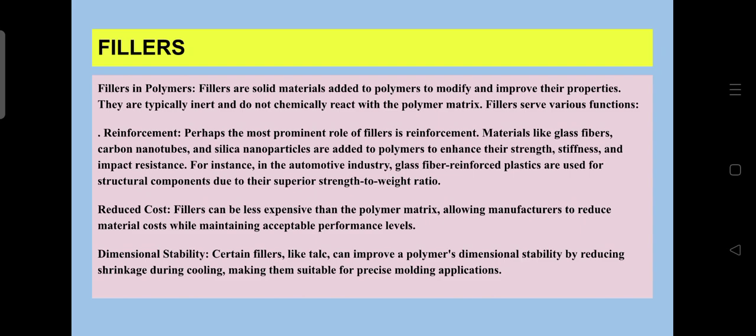And also it will give a reduced cost. That means the fillers can be less expensive than the polymer matrix. So the overall cost of that particular polymer will be reduced on addition of these fillers. And fillers can also attribute some dimensional stability to the polymer matrix.